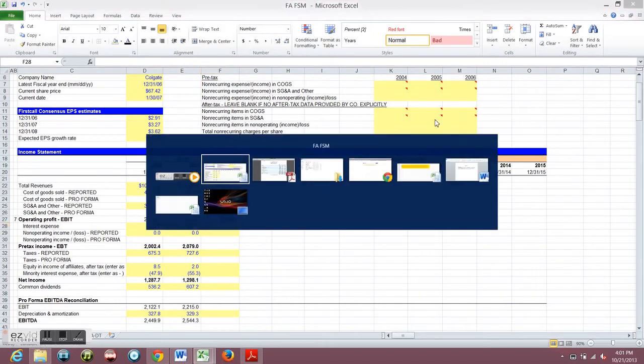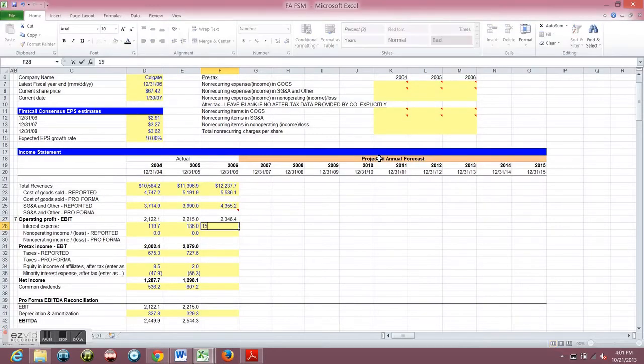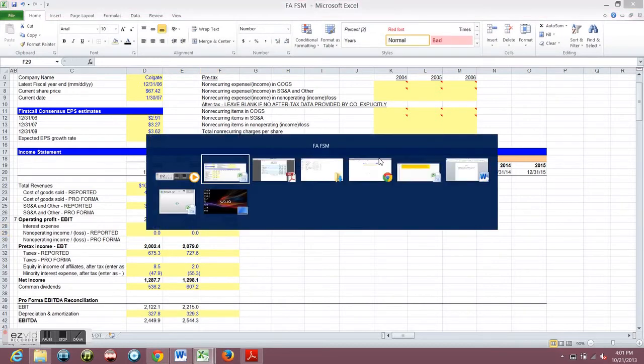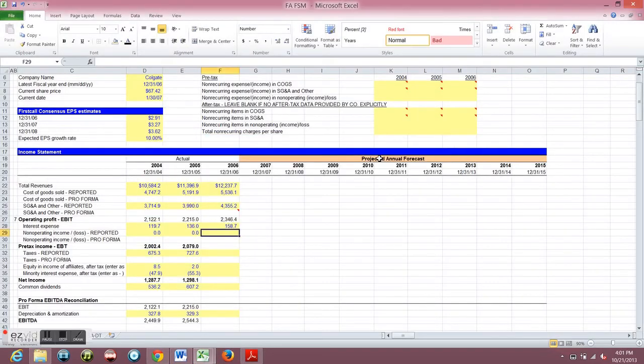So how do we get interest expense? Well, we're going to look back at our income statement. Our interest expense is basically the expense accrued from our loans, the interest payments that we have to pay. In this case it is 158.7. Okay, our non-operating income or loss, as we can look on our statement, we do not have any non-operating income or loss.